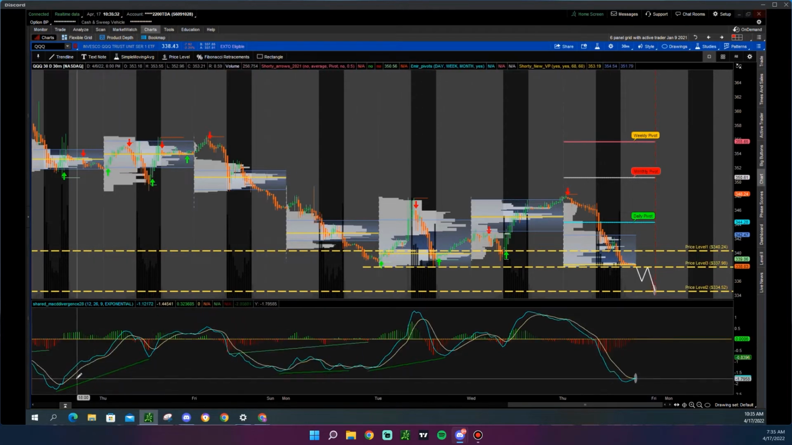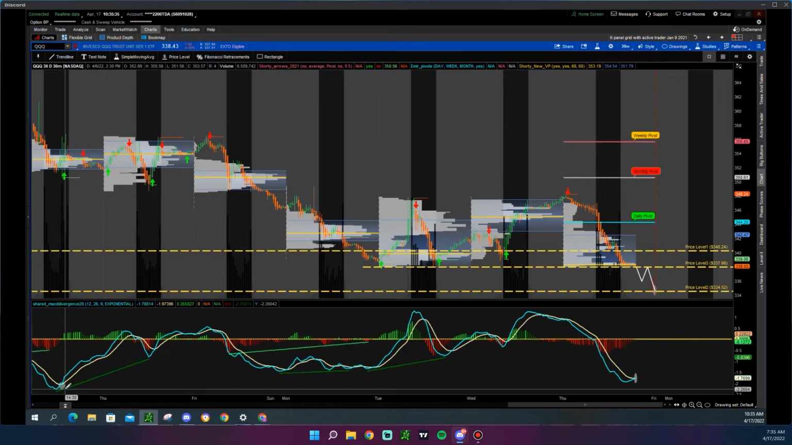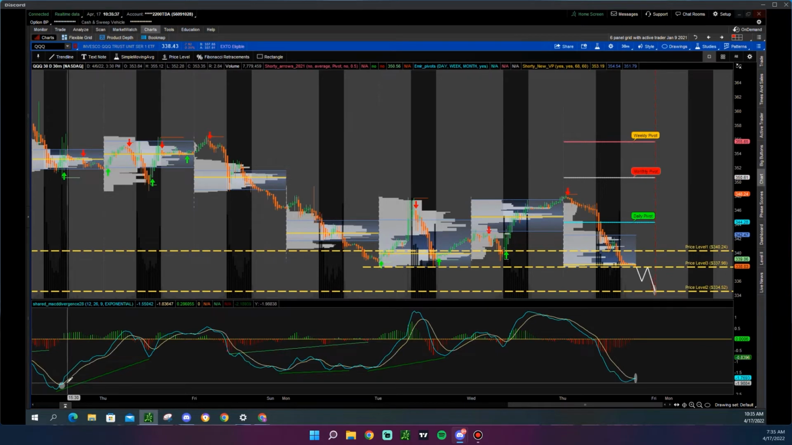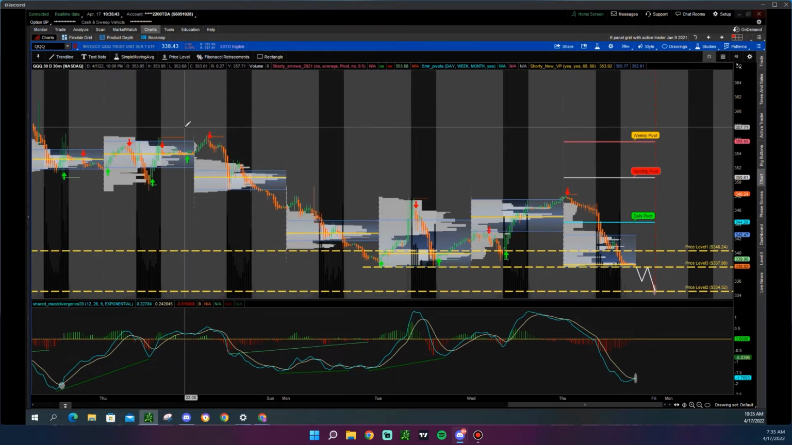Right here? Well, I'm just looking. What did happen last time it crossed from there? You guys see this? From here, the MACD crossed up, but it really didn't push it much higher. It had a bounce, but then it came back down and it continued down.